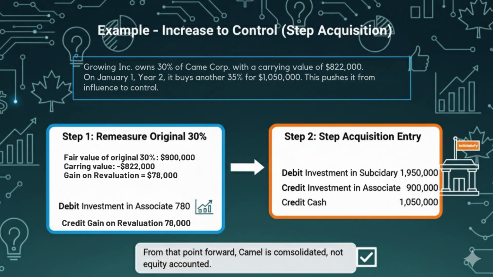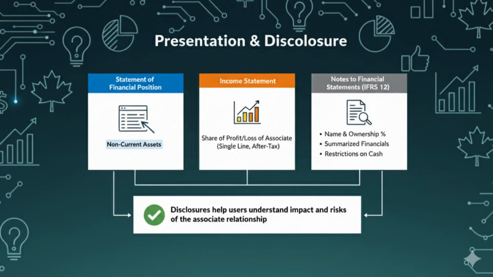All right, so now we've covered recognition, measurement, intercompany adjustments, and changes in ownership. But how do we actually present this in the financials, and what needs to be disclosed? On the statement of financial position, investments in associates appear as non-current assets. On the income statement, the investor shows its share of the associate's profit or loss as a single after-tax line. And in the notes, IFRS 12 requires details: name of the associate, ownership percentage, summarized financials, and any restrictions on cash transfers. These disclosures help users understand the impact and risks of the associate relationship.